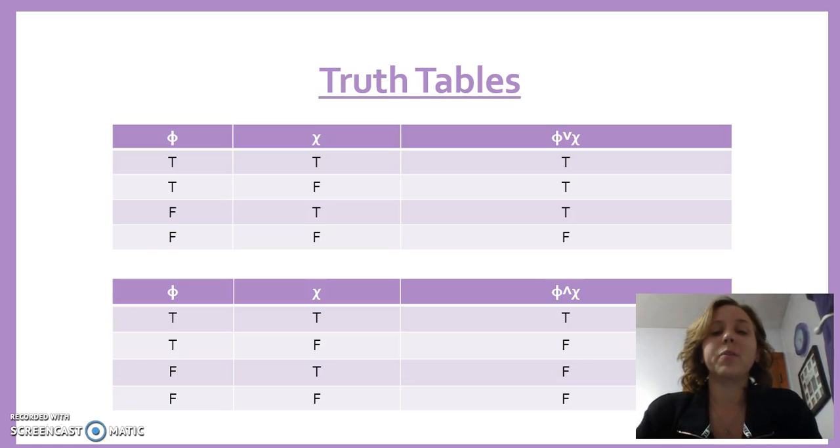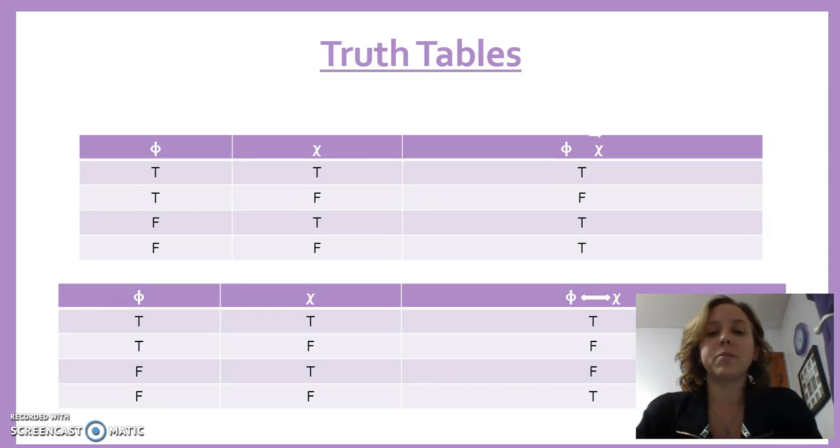So then we move on to the and. For an and to be true, the only time it's true is when both are true. If there is a false in an and statement at all, it is automatically false.